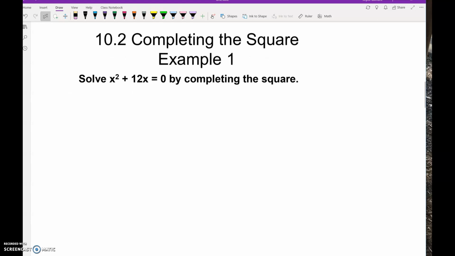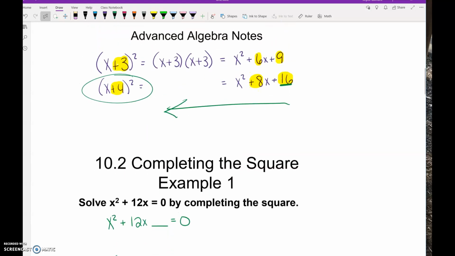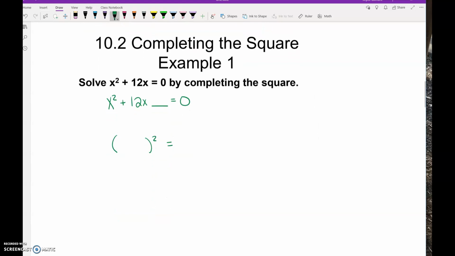So we have x squared plus 12x equals 0. We need to solve this by completing the square. So we've got the first part of a trinomial. We're missing that third term. We need to figure out what number would allow us to write this as a binomial squared. So if you remember that relationship, this number was the number from the binomial times 2. So the binomial number times 2 is 12. That means that number is 6. And then in this blank, we're going to write whatever 6 squared is.